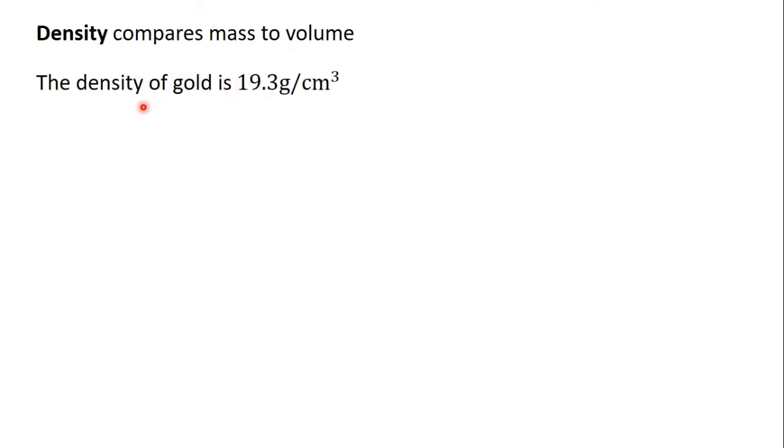For example, the density of gold is 19.3 gram per centimeter cube. And what this means is that the mass of 1 centimeter cube of gold is 19.3 grams. So if you take 1 centimeter cube of gold and you put it on a measuring scale, you are going to record a mass of 19.3 gram. This is a rate. Now using this rate, we can find the mass when there's a change in volume. We can also find the volume when there's a change in mass.